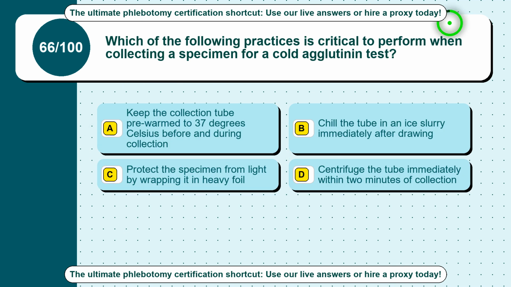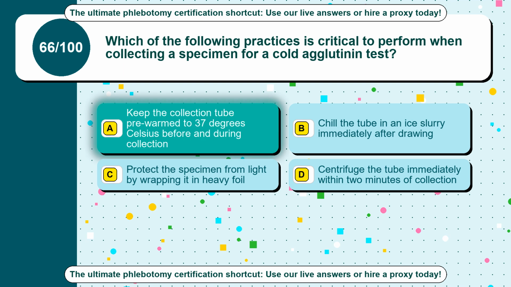Question 66. Which of the following practices is critical to perform when collecting a specimen for a cold agglutinin test? Option A, keep the collection tube pre-warmed to 37 degrees Celsius before and during collection. Option B, chill the tube in an ice slurry immediately after drawing. Option C, protect the specimen from light by wrapping it in heavy foil. Option D, centrifuge the tube immediately within 2 minutes of collection. The correct answer is option A.